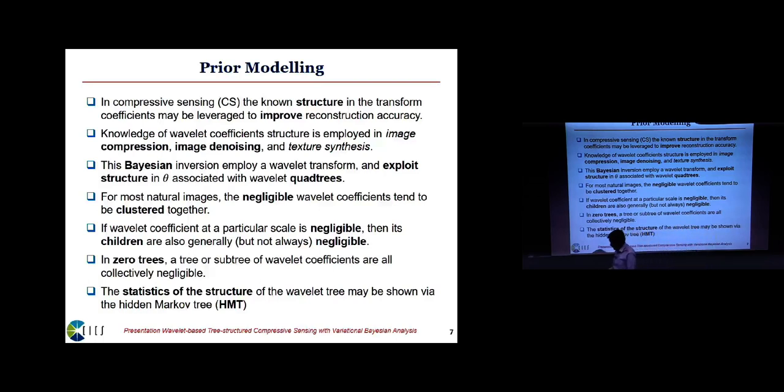One thing about the wavelet coefficients is that the negligible wavelet coefficients tend to cluster together. So if a parent is a negligible coefficient, its children with high probability would be negligible as well. So they basically start to make zero trees. It means that if a parent is zero, its children are zero, and so on and so forth. And we can describe the statistics of this structure using hidden Markov trees.